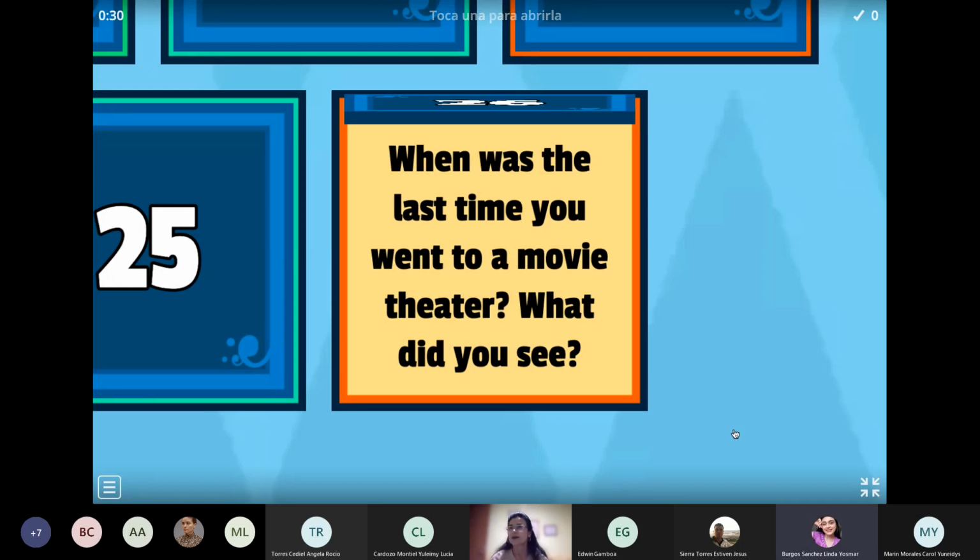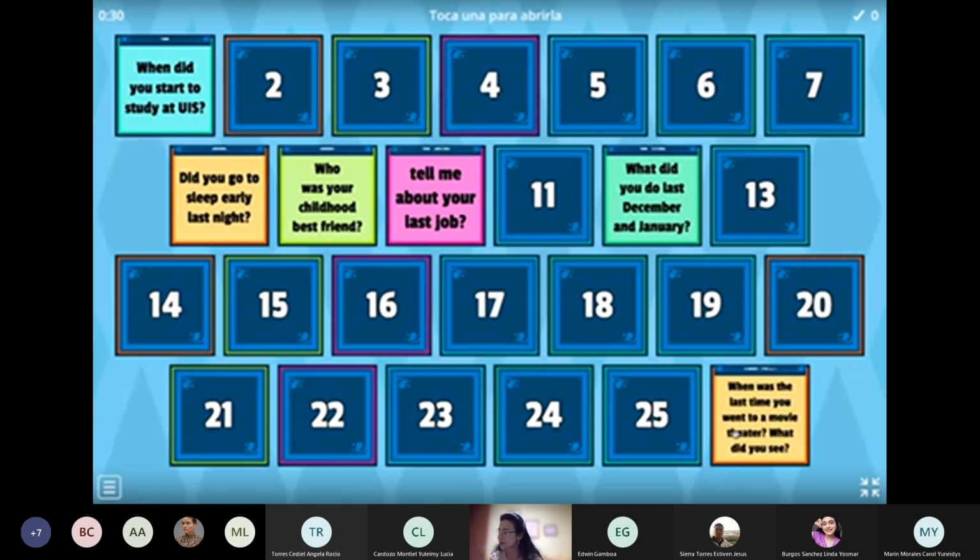After the pandemic. And when? Last week, 2 weeks ago? And what movie did you see? I don't remember. You don't remember the name of the film? Maybe Cruella. It was not Cruella? Or Fast and Furious, maybe. Okay, you don't remember? Very good, Linda. Thank you so much. Valentina Gomez, tell me one number.